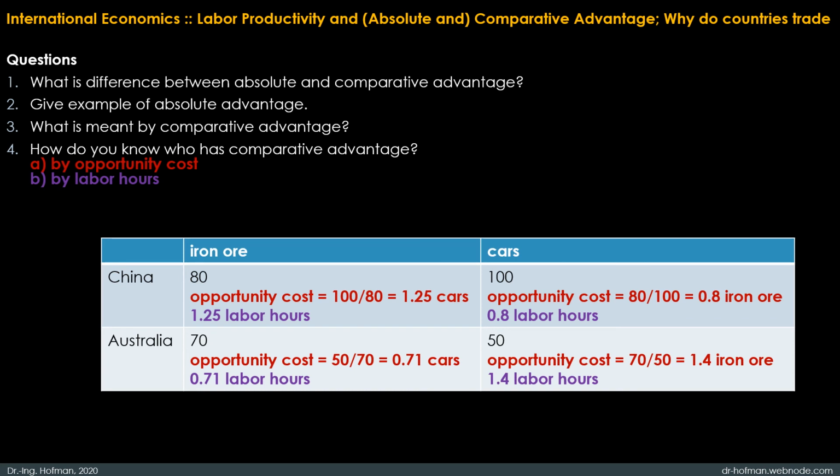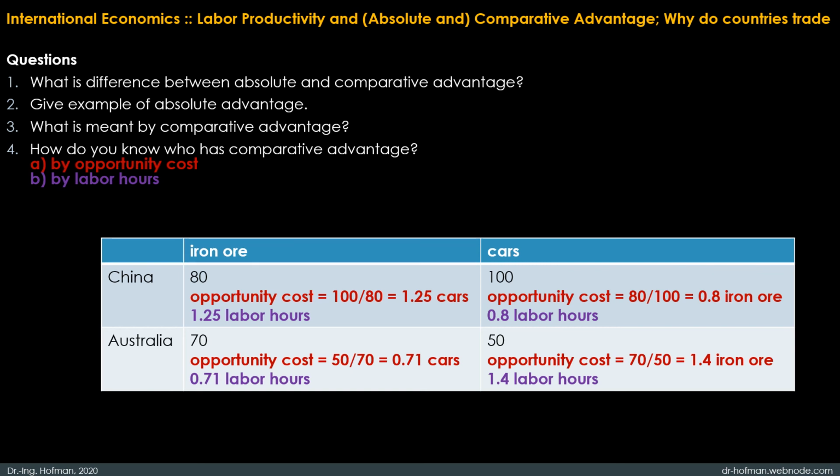Comparative advantage is a little more complicated. A country is said to have a comparative advantage if it produces a good or service with the lowest opportunity cost. To calculate comparative advantage, you have to calculate the opportunity cost of each good or service. We need to calculate the opportunity cost for 1 unit of iron ore for each country.